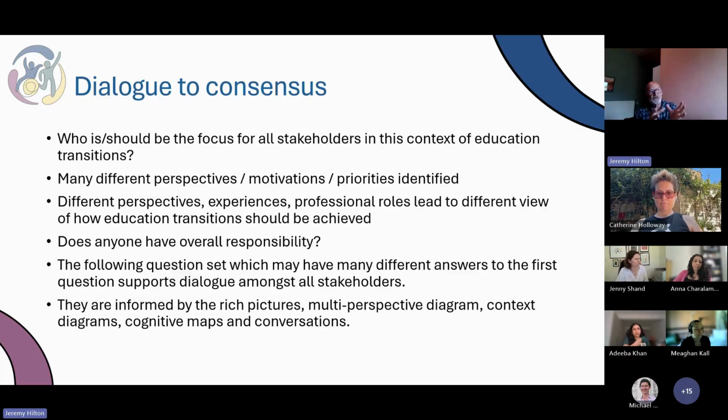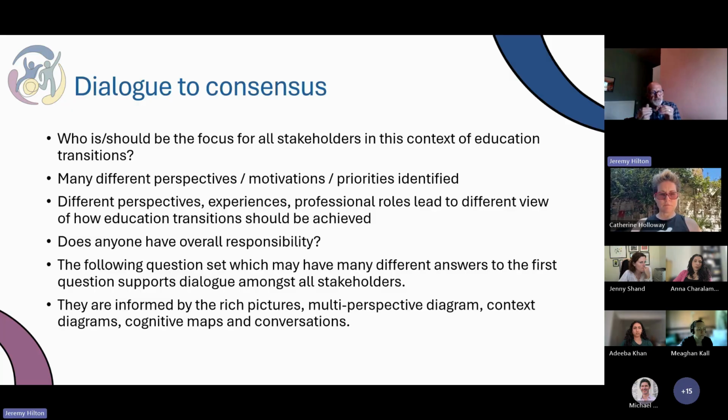And we recognize there's many different perspectives, motivations, priorities, and we've looked at those. There will be different perspectives, experience and professional roles. So each of the people will have a different view of how these transitions should be achieved. And we want to try and understand those, because if people don't have a chance to express them and share their thoughts, they won't be listening to others. So to get those out is a start of dialogue. And does anybody have any overall responsibility for the education transitions? Where does that lie, if anywhere?